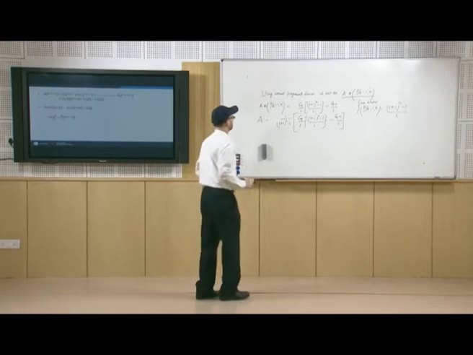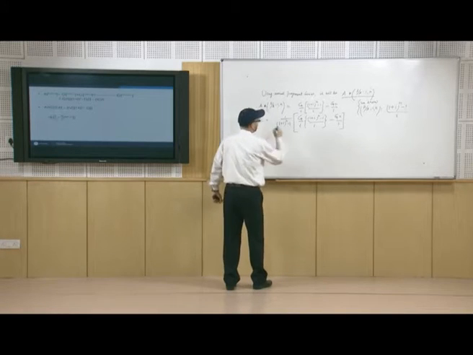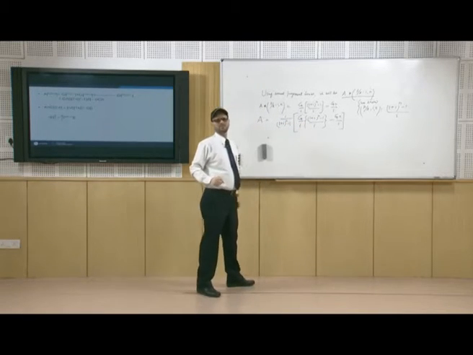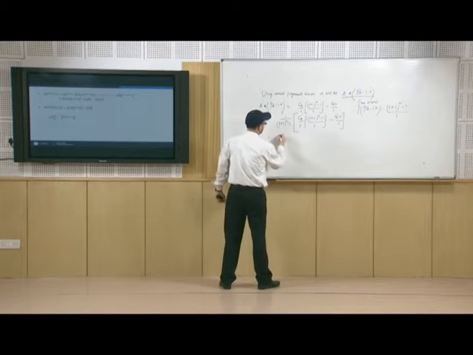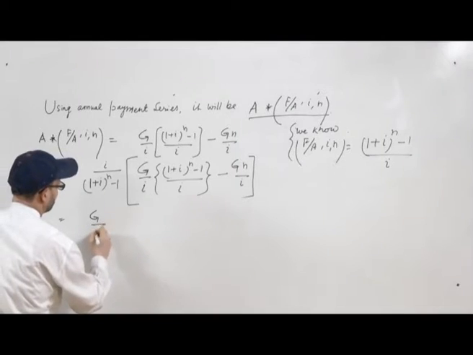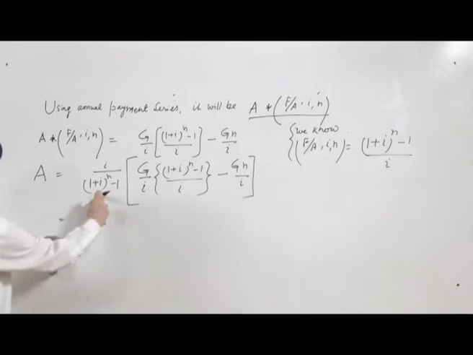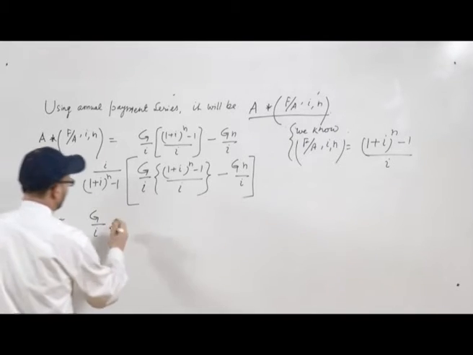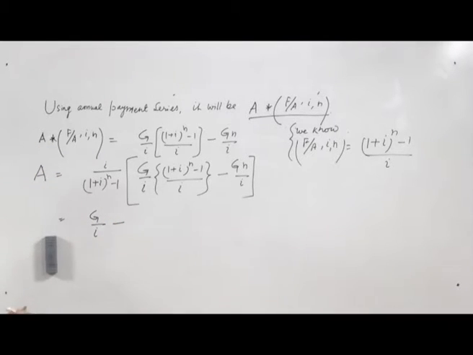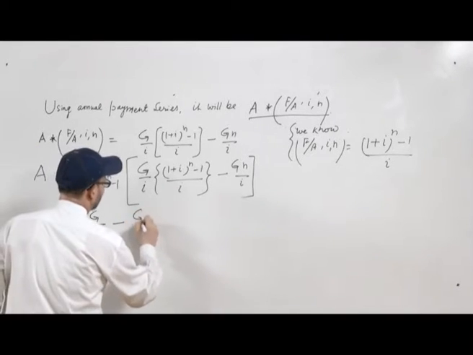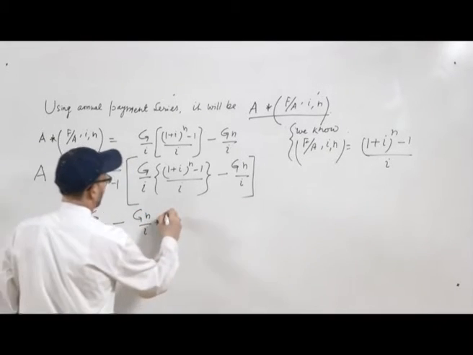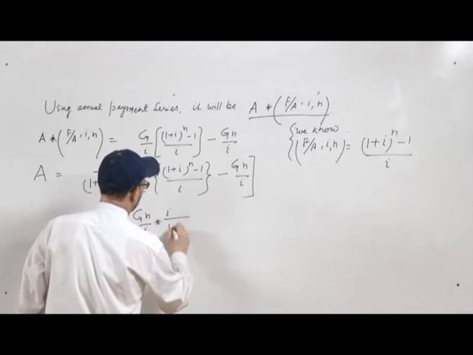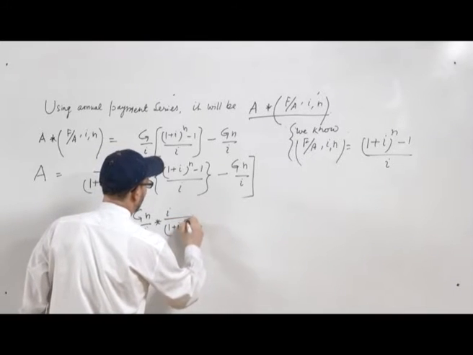Once you get this, now you have to again multiply these terms one by one. So, you get g by I, because this and this cancels, minus g n by I times I by 1 plus I raised to the power n minus 1.